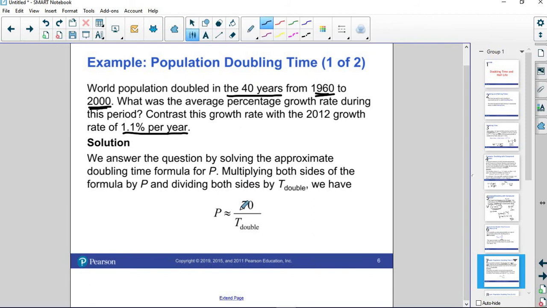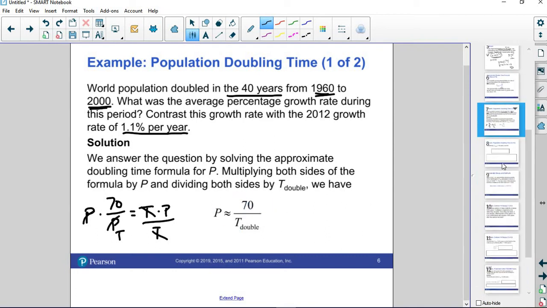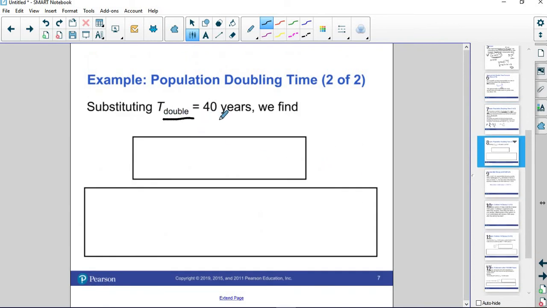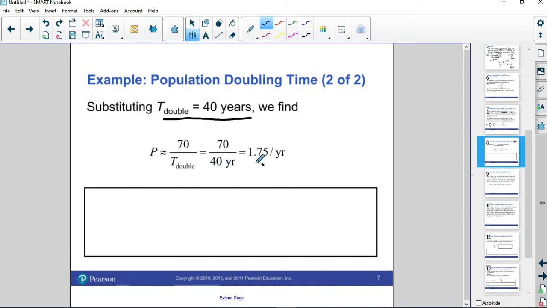All right, so how's that going to look? We take this formula, but we solve it for P. We had 70 over P is equal to T, and so what we did was we multiplied both sides by P and divided both sides by T, and we got this. Okay, and we could have plugged in and solved for it directly. It would have been fine to do that as well. All right, so anyway, what does that look like? If T double is 40 years, then when we plug that in, we end up with 70 divided by 40, which is about 1.75 per year, or 1.75% per year. That was the growth rate during that 40-year period from 1960 to 2000.